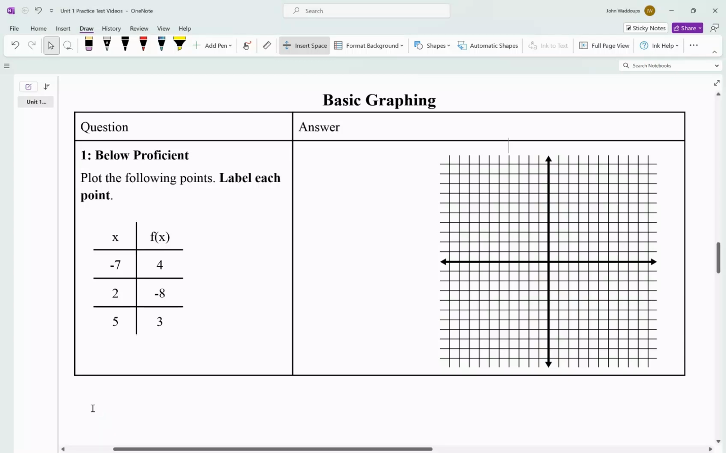Hello, welcome. This is a problem on basic graphing. This is at the number 1 or below proficient level. This question asks us to plot the following points and label each point.